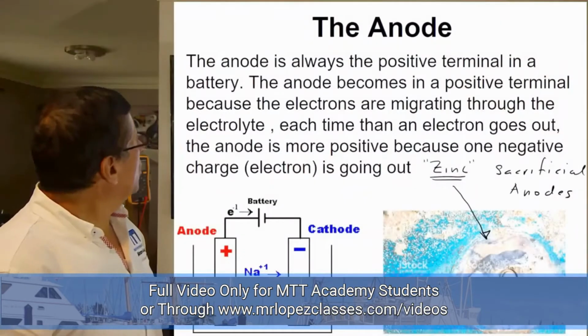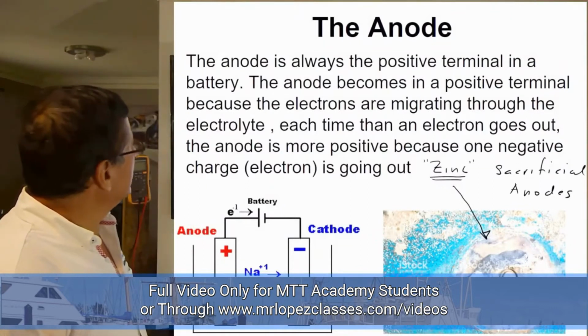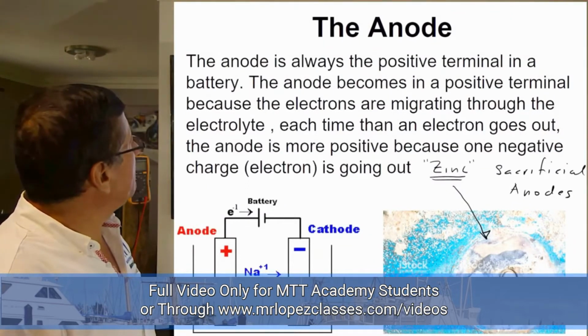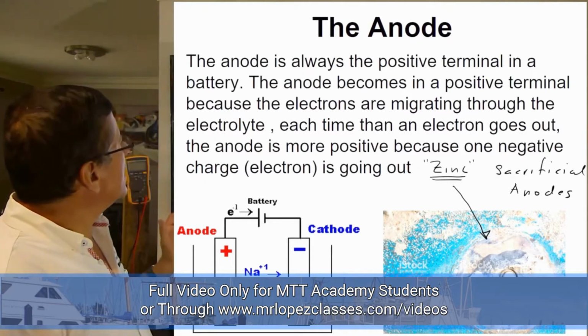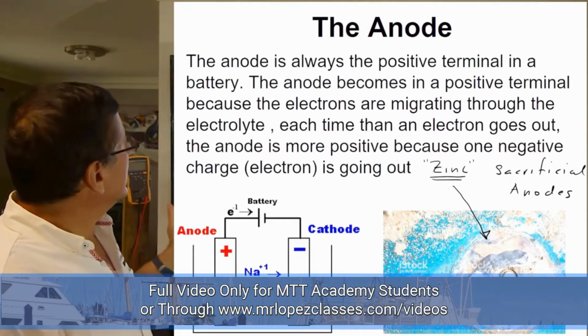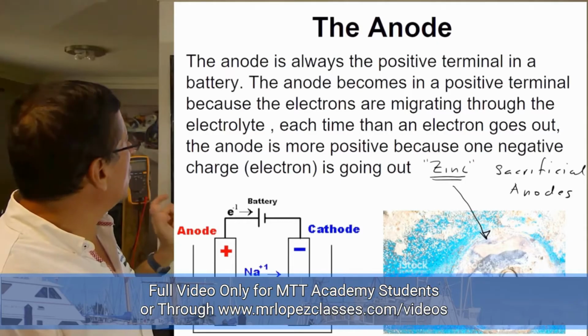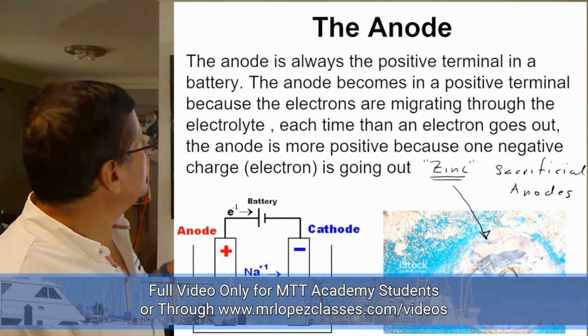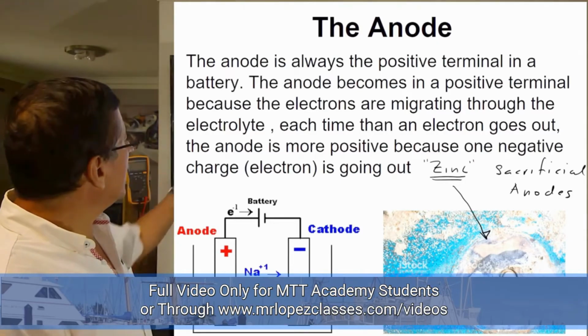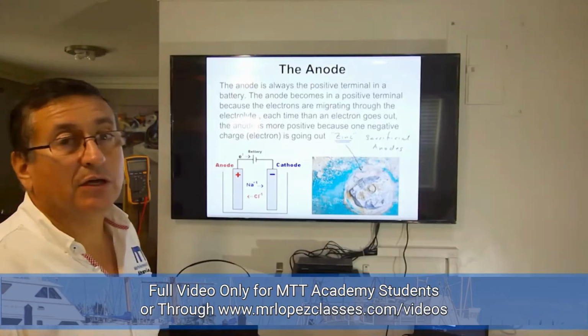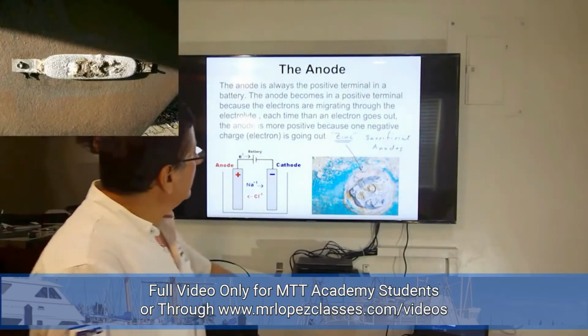The anode is always the positive terminal in a battery. The anode becomes a positive terminal because the electrons are migrating through the electrolyte. Each time that an electron goes out, the anode is more positive because one negative charge, one electron, is going out. At the end of the day, you have this situation.